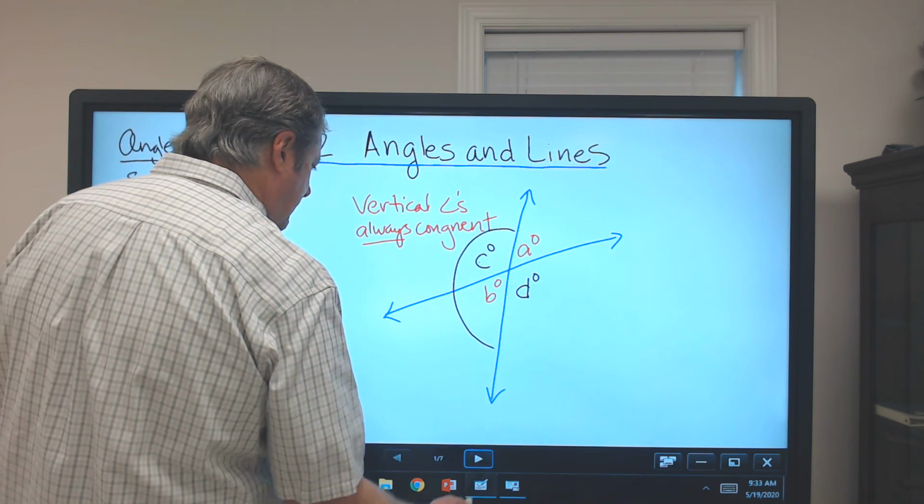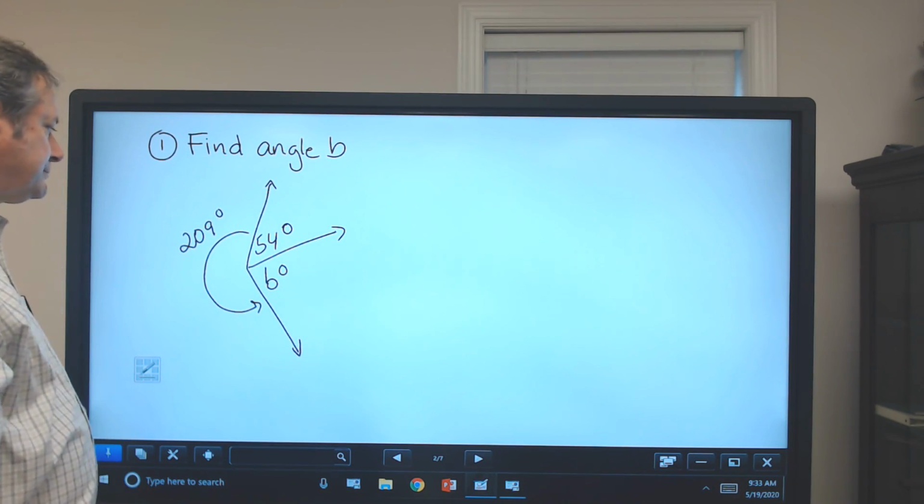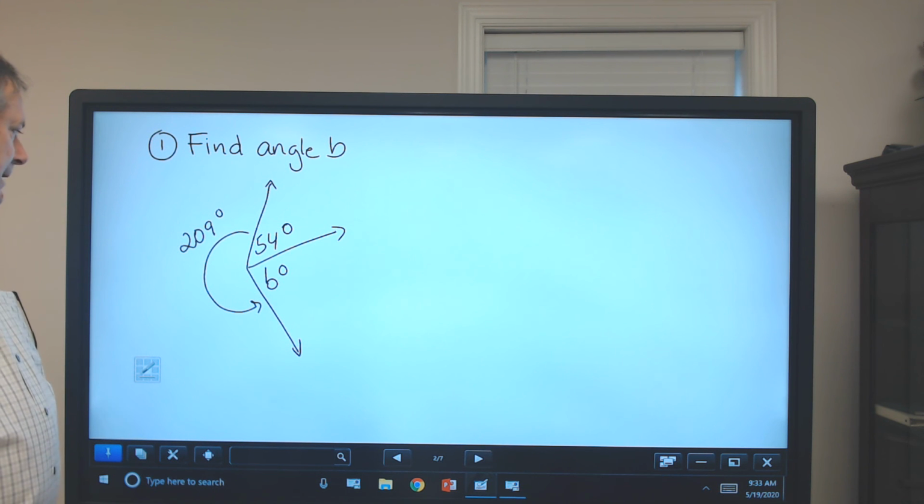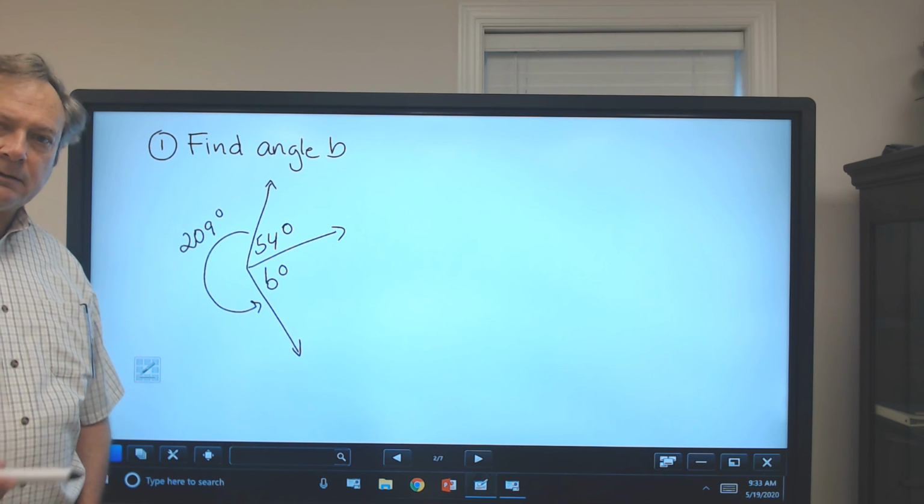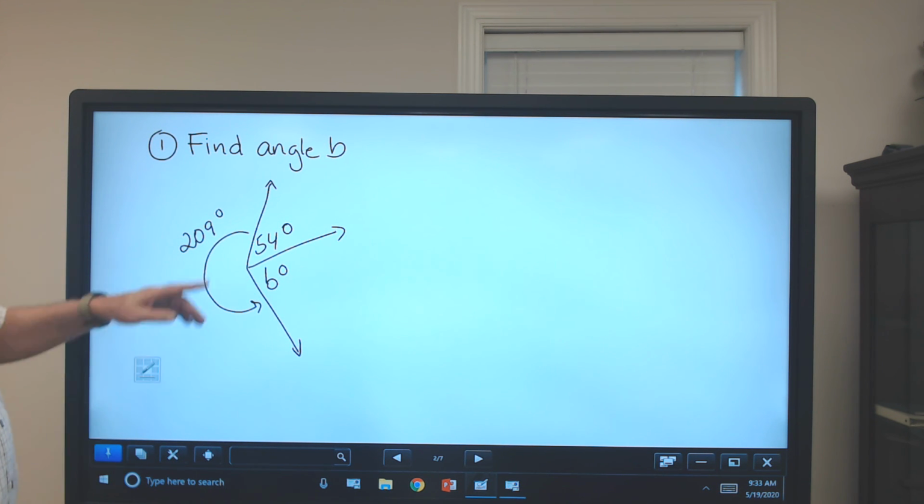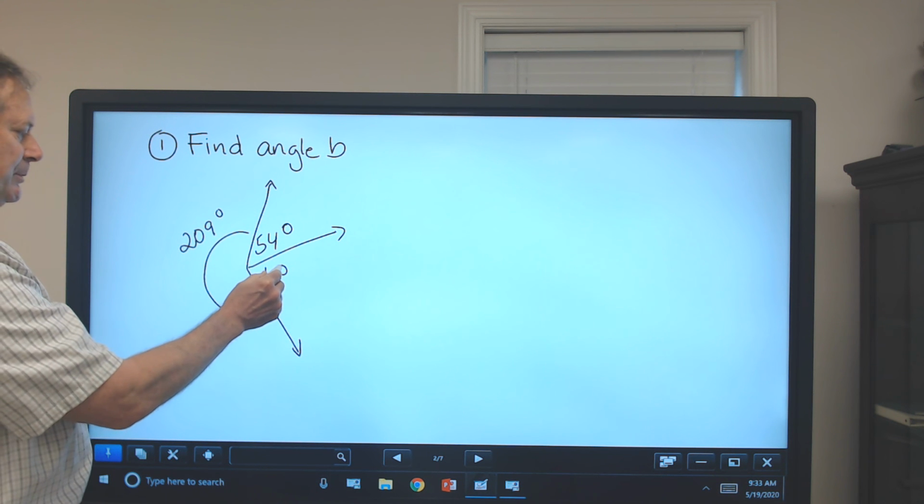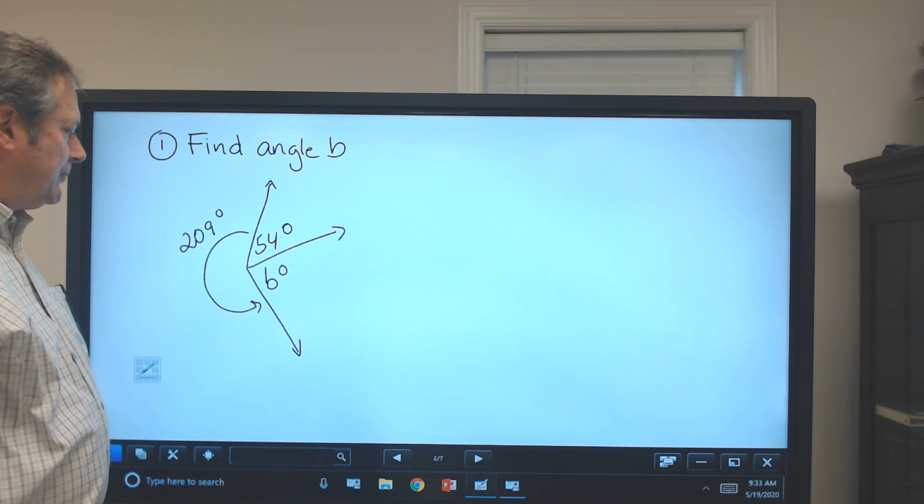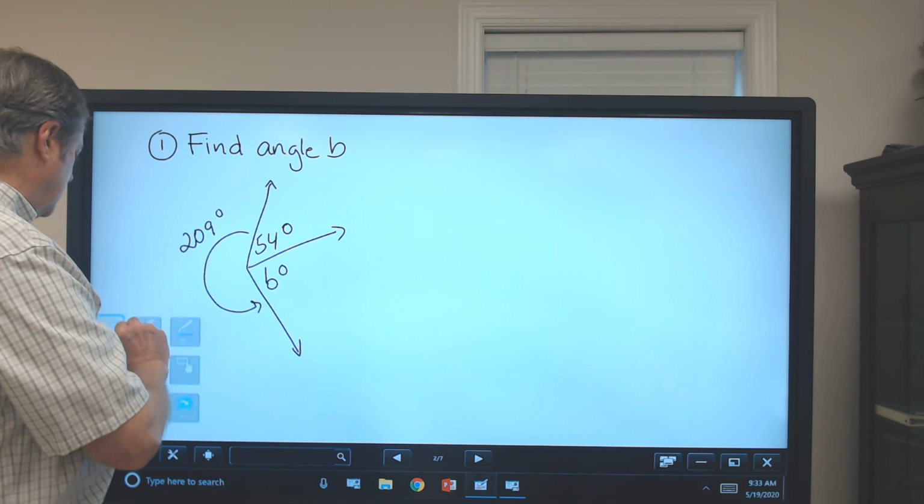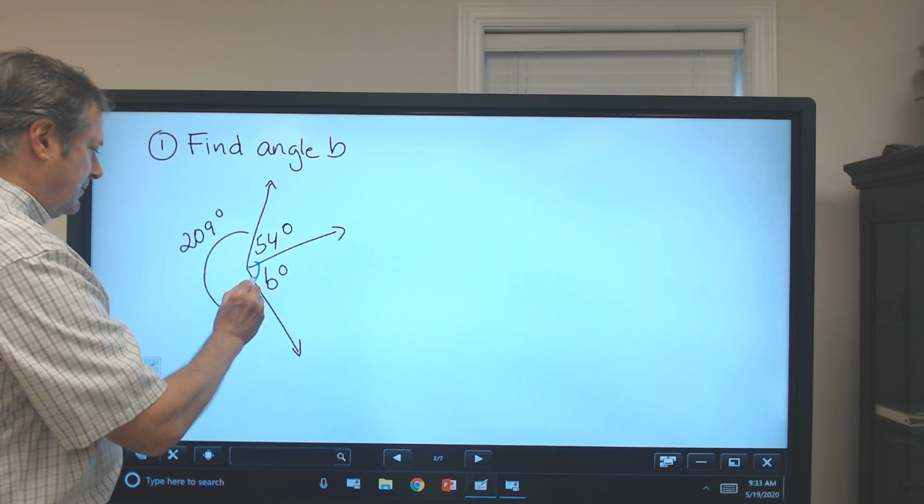All right, so let's go to a couple examples here. In example one, and I know you'll have to pause the video and write down this sketch. Incidentally, this is 209 degrees, 54 degrees, and that's B degrees. We're trying to find this angle right here.